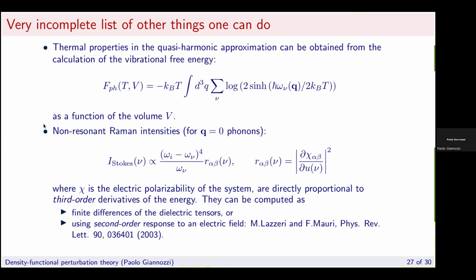And finally, it's also possible to compute non-resonant Raman intensities that are related to the third derivative of the energy, that is, a derivative of the electric polarizability with respect to a phonon. So it is a third derivative with respect to a phonon and two times an electric field. This requires some finite differences, so you have to compute the electric tensor with a frozen phonon built in. Otherwise, you may do that using second-order response to an electric field, which is also implemented, with several restrictions, of course, only for non-conserving pseudopotentials.